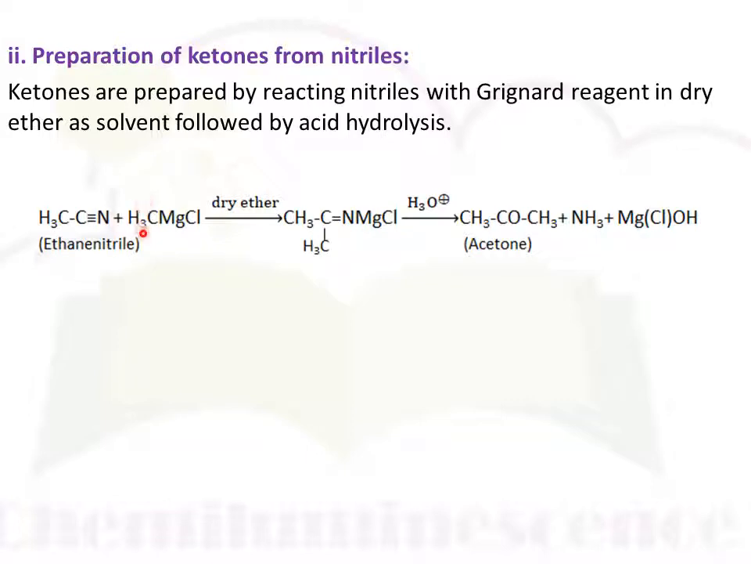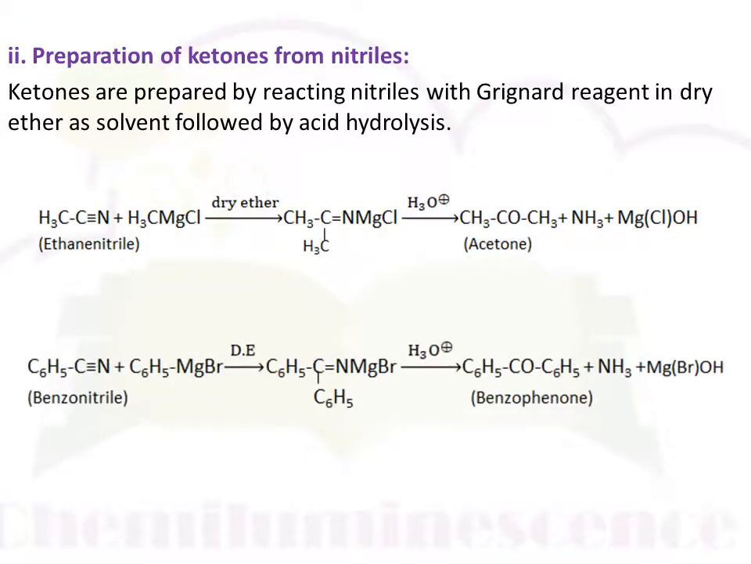Here this methyl group from the Grignard reagent is bonded on the carbon which is combined with the nitrogen, and the remaining part gets combined with the nitrogen, and this compound is formed, which on further hydrolysis, that is the addition of water, the oxygen combines with the carbon, and this part separates out and gives acetone, and the remaining part forms ammonia and MgClOH. Let's see one more example.